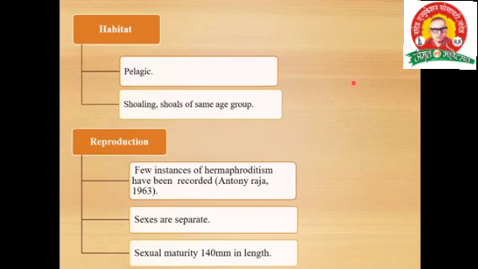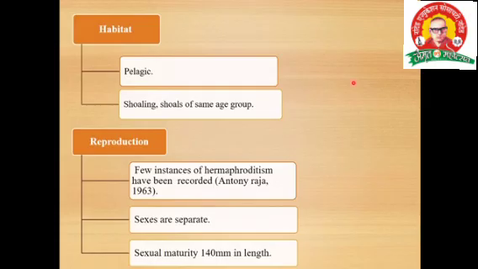Then about the habit, in the general view of oil sardine, some scientists found that it feeds upon diatoms like Fragilaria. The oil sardine mostly feeds upon crustaceans, copepods. This feeding habit depends upon the age and group.